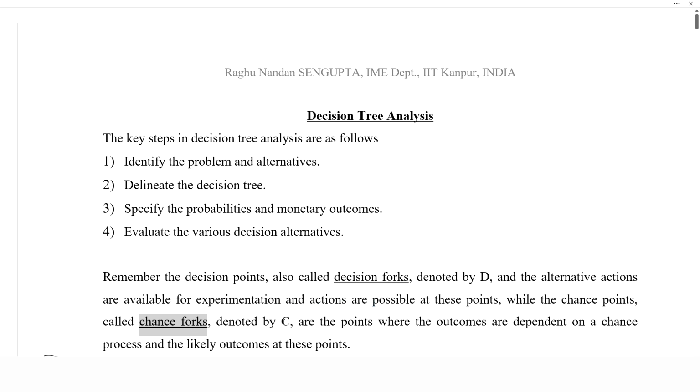So, do not confuse this D and this C which you see in decision tree analysis with the discordant set and the concordant set, or with the criteria also. These chance forks are the points, and there would be many points in the decision tree as you go from the left to the right, where the outcomes are dependent on a chance process and the likely outcomes at these points would be decided accordingly.